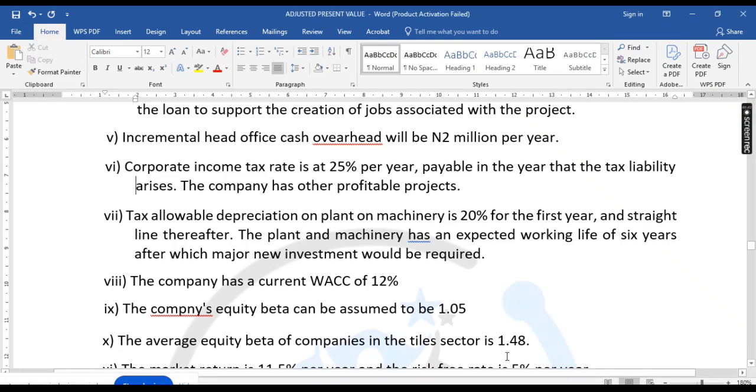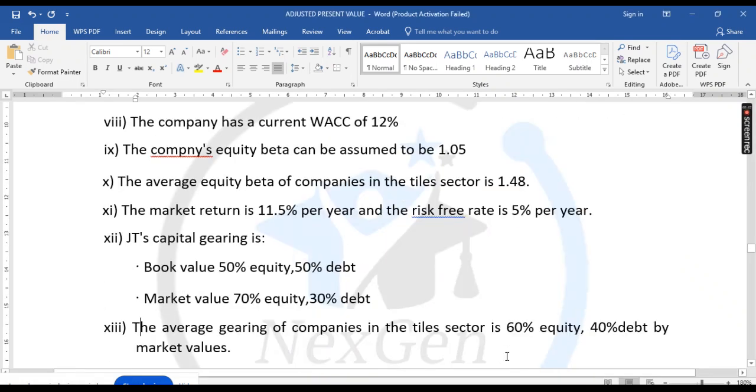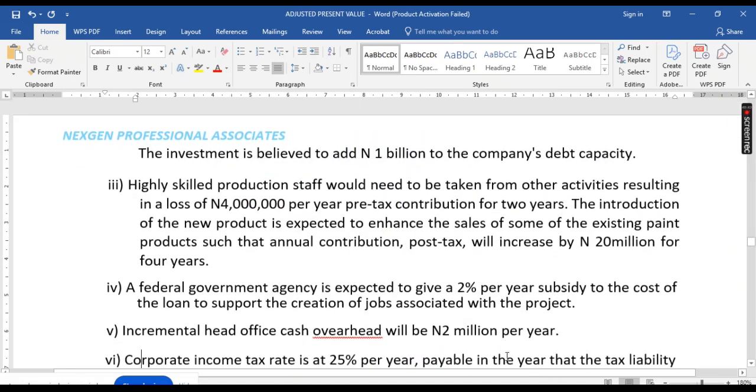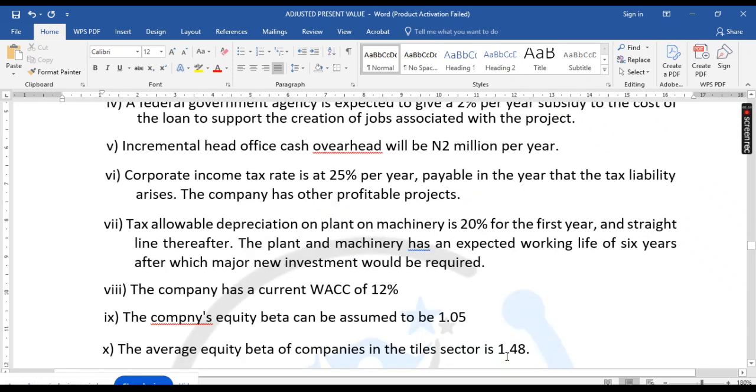Regarding additional information 6, tax allowable depreciation is not part of our financial analysis. It will be now. It's allowable. That is where we have tax savings. Is that not so? That is when you have tax savings.